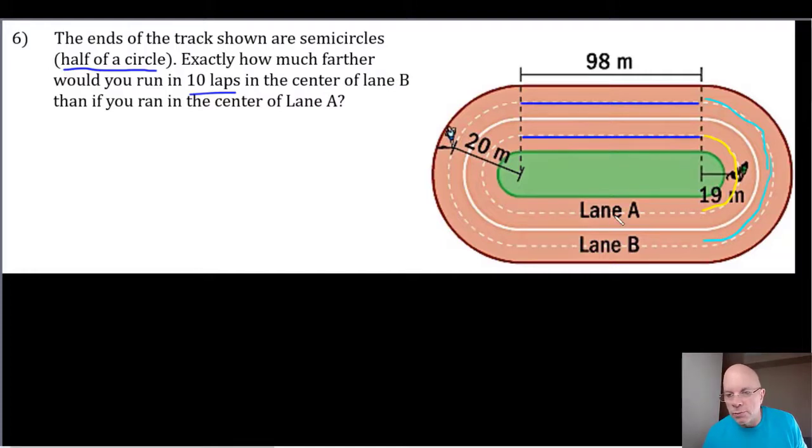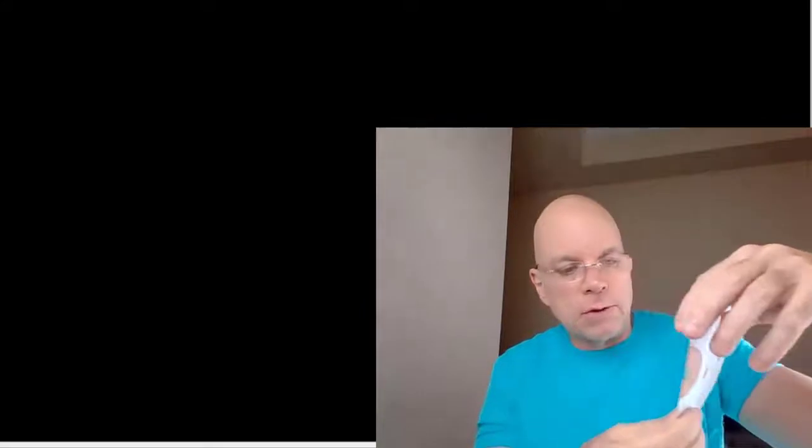When runners are actually running in events like this and they're assigned a lane, let's say this is the starting line, they start the runner in lane A back some distance to make up for the difference in the distance run for however many laps they're running, so that it's a fair race. But if you take your paper and you fold your paper this way, and then you fold it again, it's possible to fold it so that you can see the circular parts of the track. The two semicircles can come together to form full circles.